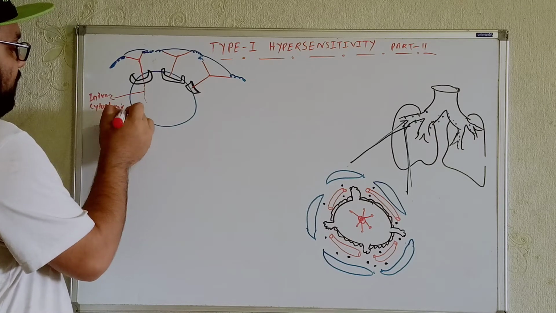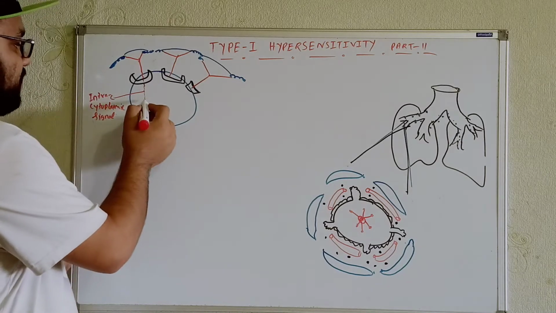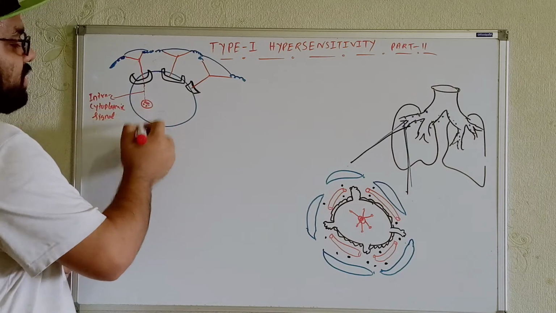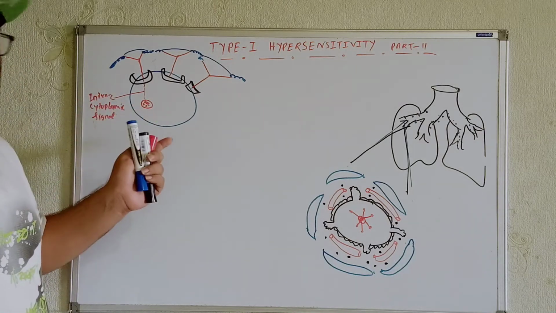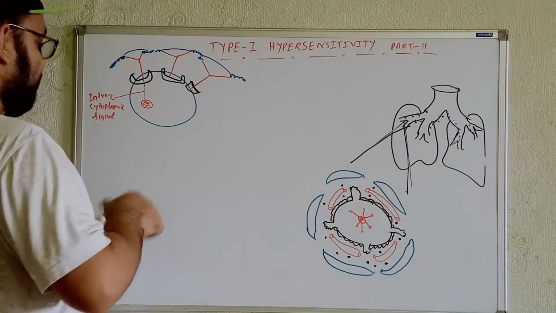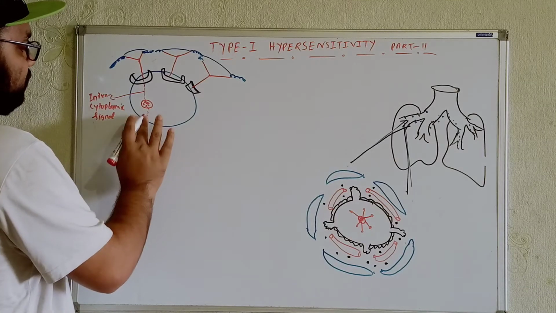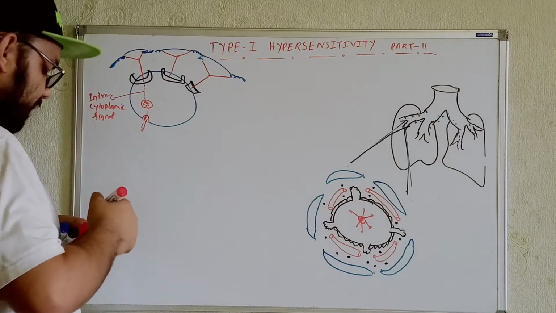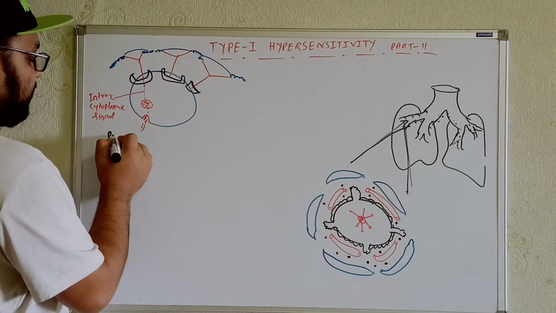Now whenever the signal comes, within the mast cell we will see the presence of vesicles. Within the vesicles, we will see there are preformed chemical substances. Whenever this signal comes over here, these vesicles will get fused with the membrane, and they will secrete the chemical mediators. These preformed chemical mediators will secrete out.